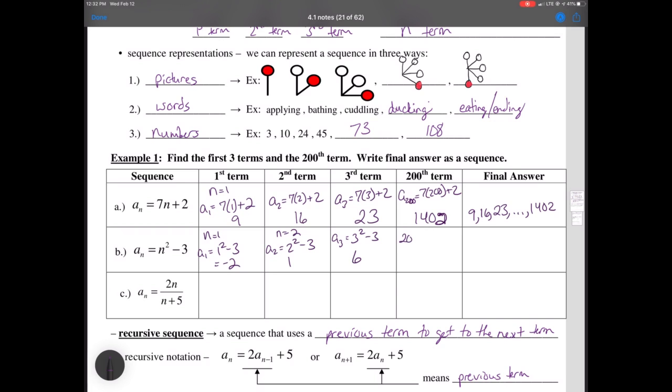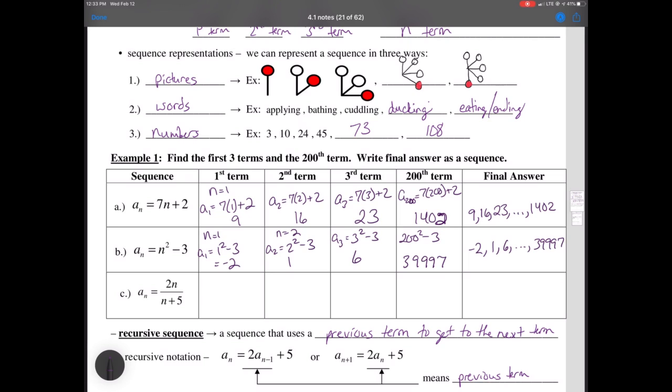And the 200th term is 39997. So our sequence becomes negative 2, 1, 6, dot, dot, dot, 39997. Yes, it is important that you put the dot, dot, dot, because that implies that there are values in between those two numbers that will fill in the remaining portions of the sequence. So we'll look at the next one.